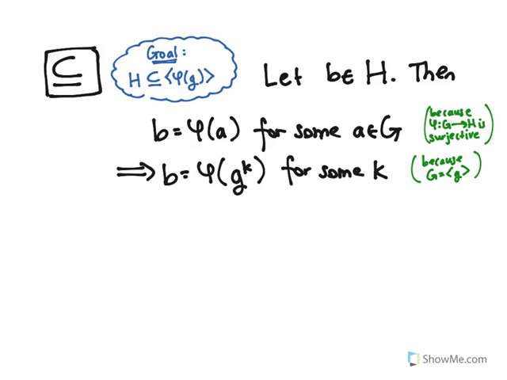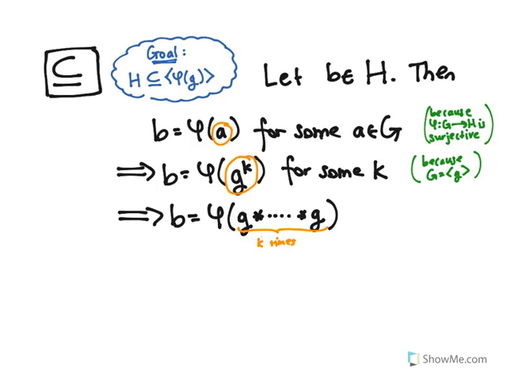And what next? Well, this A here, that must be equal to g to the k for some k. And why is that? That's because I've assumed that the group capital G, which is where A lives, is equal to the subgroup generated by this element lowercase g. So all of its elements are powers of g.